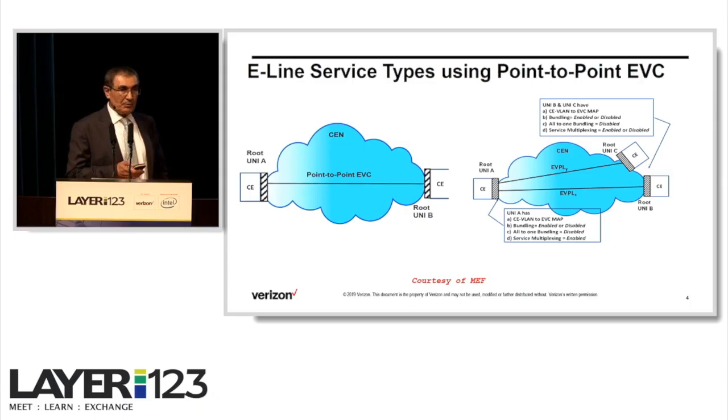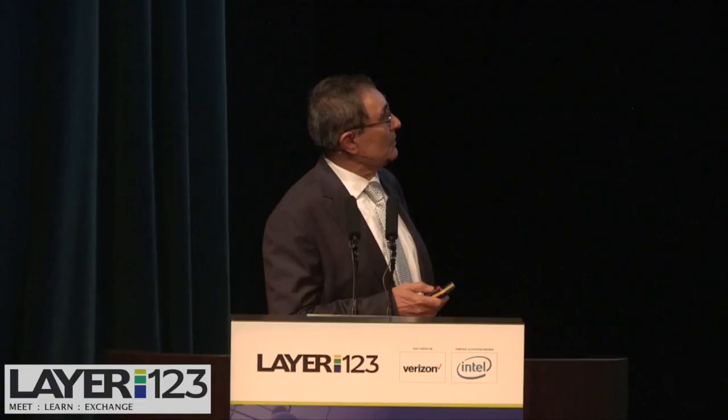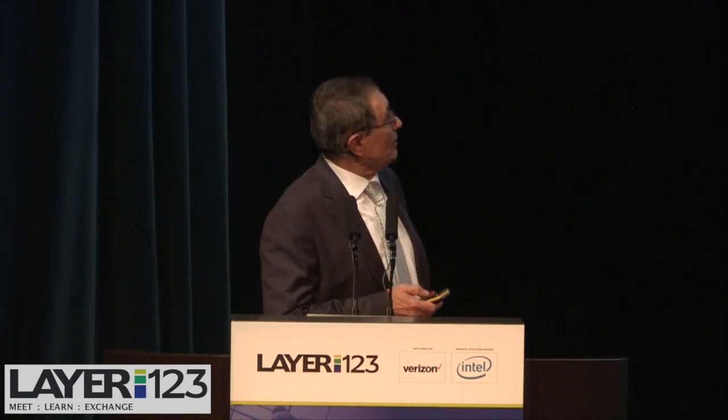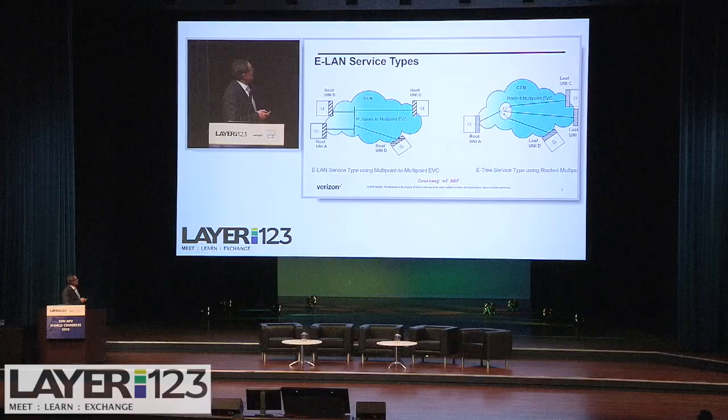And services, there are a number of services, but maybe the most well-known are the EPL, Ethernet Private Line, which is a port-to-port service, and the EVPL, Ethernet Virtual Private Line, which has multiplexing of EVCs in a single port. And also we have multipoint and E-Tree services to deal with broadcasting and multicasting.